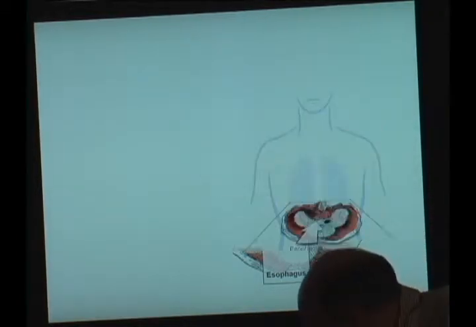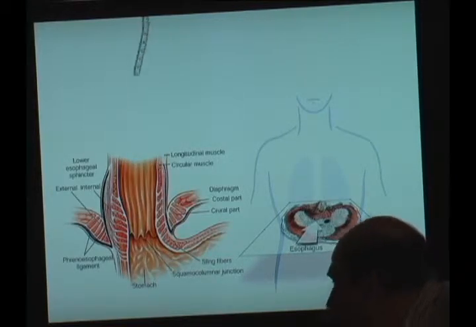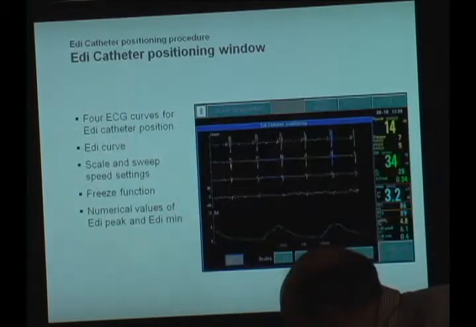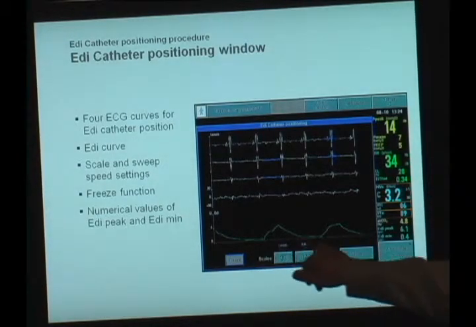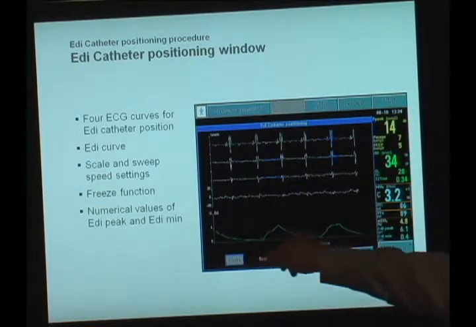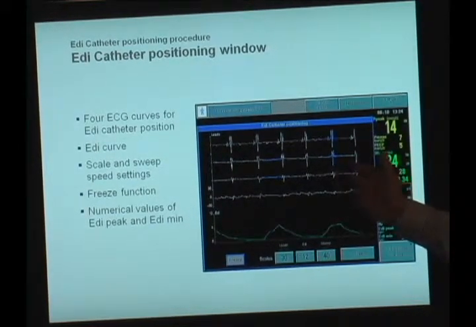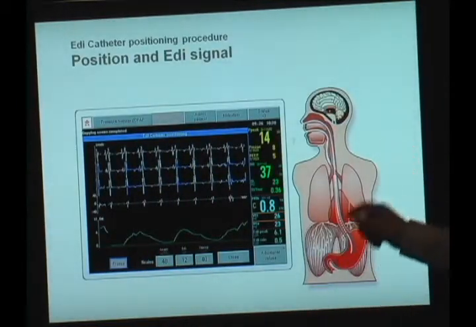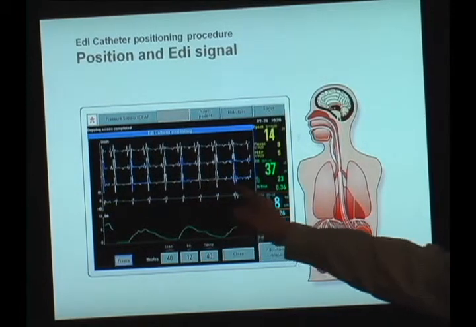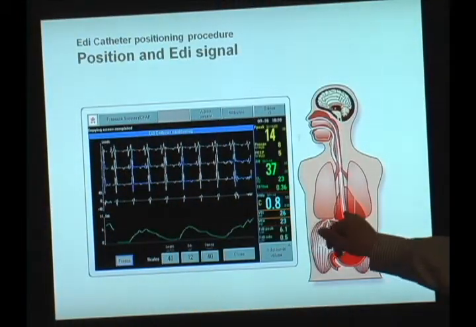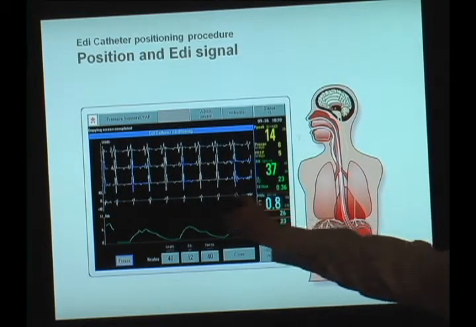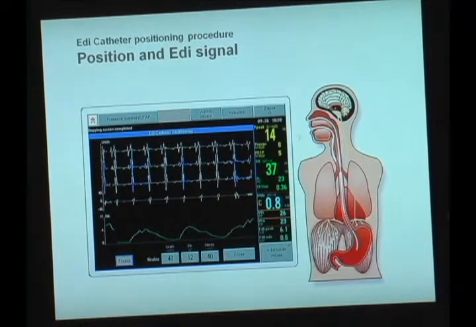Briefly, we have to insert the catheter in the esophagus. The catheter is provided with 8 channels that detect the electrical activity inside the diaphragm. One of the most important things is to be sure that we are in the right place, and the procedure uses the electrical activity of the ECG, as you can see here, and when the catheter is correctly placed, the green trace appears in the middle of the 4 traces of the ECG.